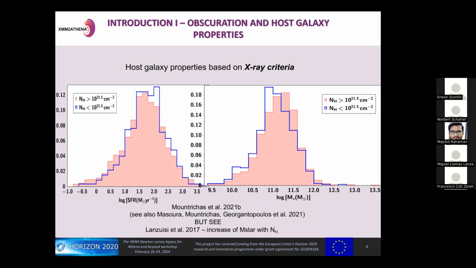and similar results were also found in another paper we published in the same year with Vasilia Masoura and Ioannis Georgantopoulos, and again, we did not find any statistically significant differences. I should note that the NH threshold that was used for this classification is 21.5 in log, but similar results were found when we increased the NH to 22. I should mention, though, that there is this paper by Lanzuisi et al. in 2017, where they used data from the COSMOS field, so the sources have significantly lower X-ray luminosities, and in which case they found an increase of stellar mass with NH.